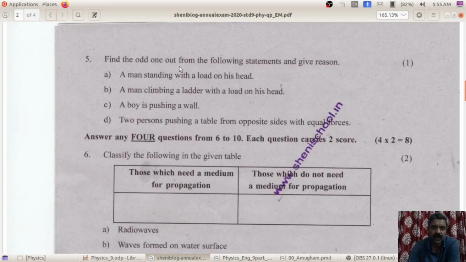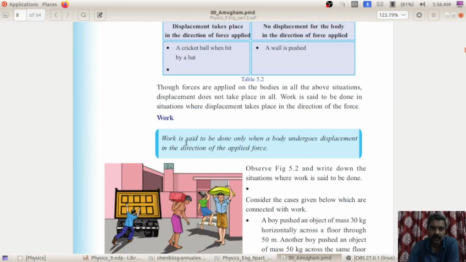Find the odd one out from the following statements and give reason. A man standing with a load on his head has no displacement. A man climbing a ladder with a load on his head has displacement. A boy is pushing a wall, having no displacement. 2 persons pushing a table from opposite sides with equal force, here also there is no displacement. So the answer is a man climbing a ladder with a load on his head. Work is said to be done only when a body undergoes displacement in the direction of the applied force.